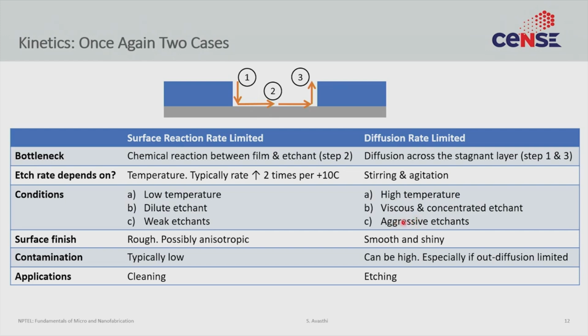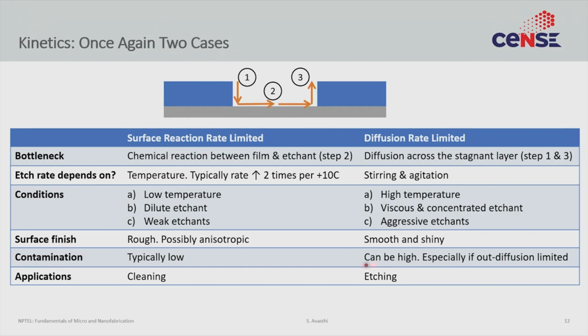Something very similar happened in CVD, if you remember. Aggressive etchants, by definition, are those whose chemical reaction rate on the surface is very fast. If it's very fast, by corollary the diffusion is probably the slow step, and if the diffusion is the slow step, then you are diffusion rate limited.